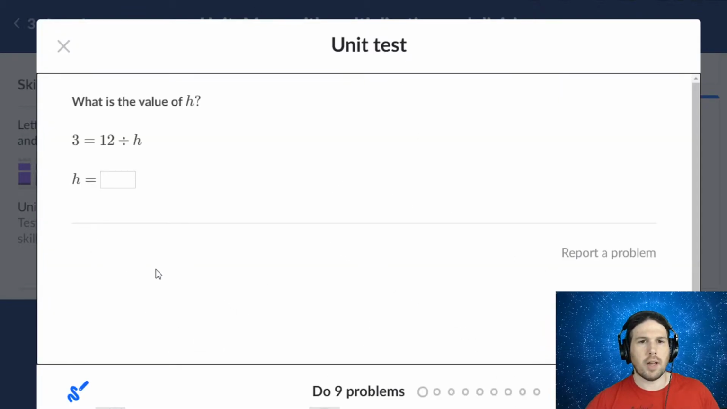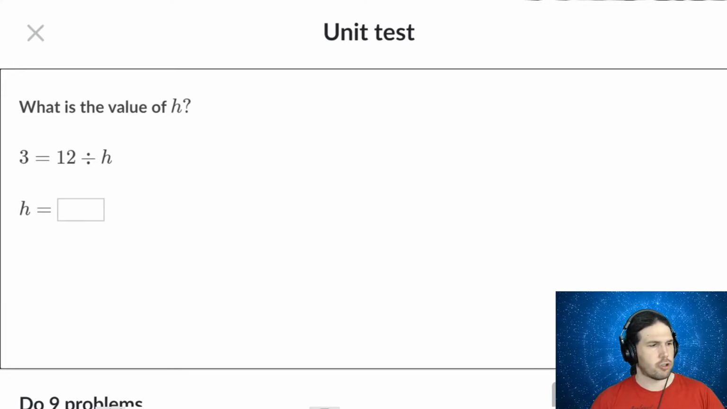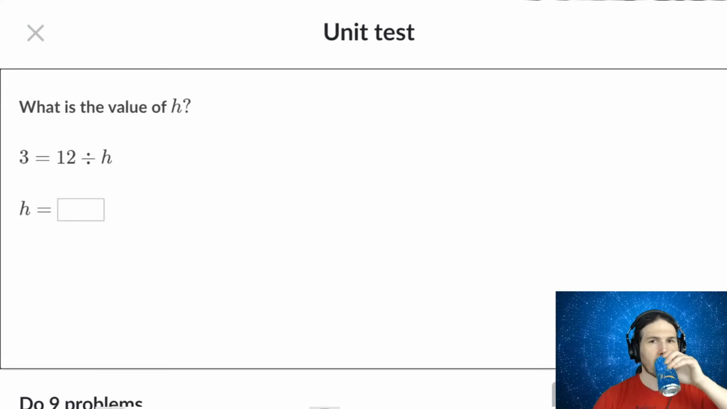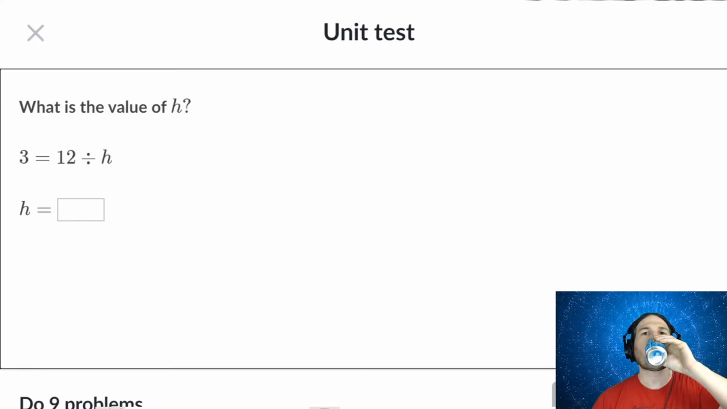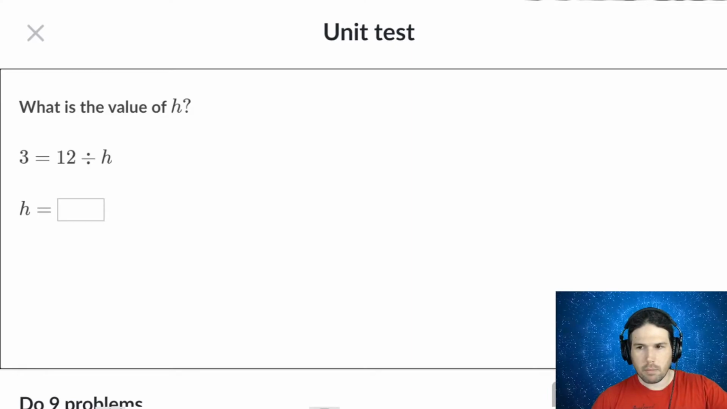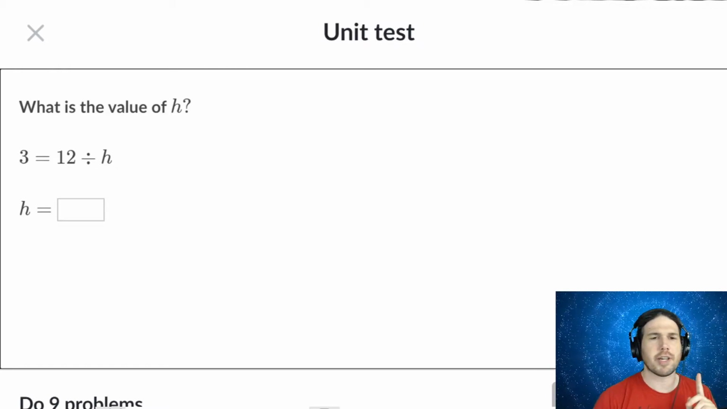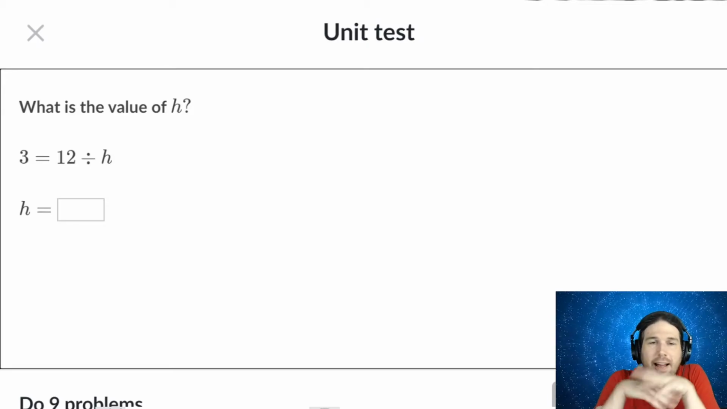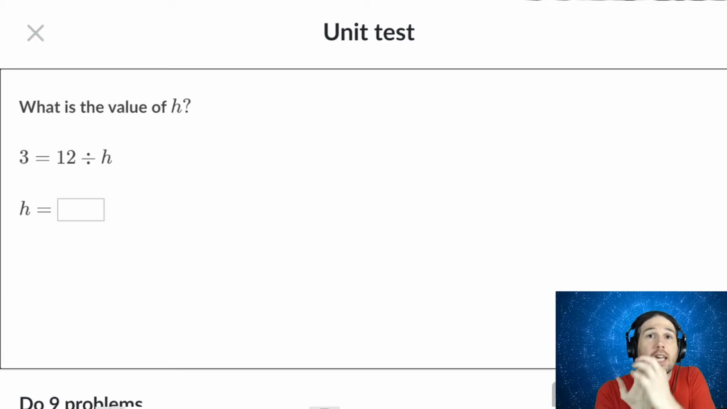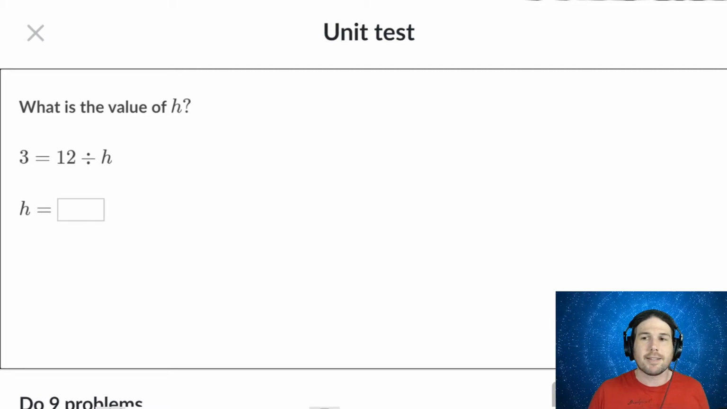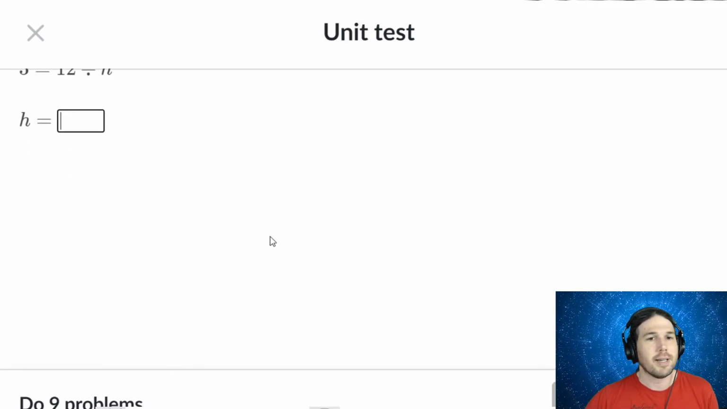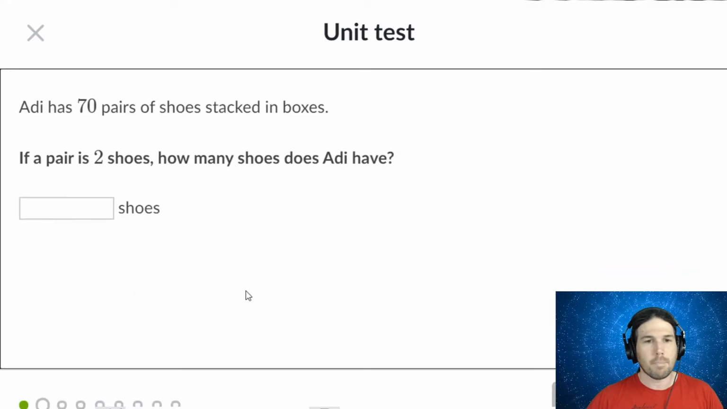3 equals 12 divided by h. What is h? It's actually interesting to me. Correct, Euclidean space. And welcome, I'm glad you're here. This is almost a riddle, right? Think about it this way. You could be like, I am a value that is 3 when 12 is divided by me. Who am I? There's a kind of riddle aspect to it. Anyway, yes, 12 divided by 4.